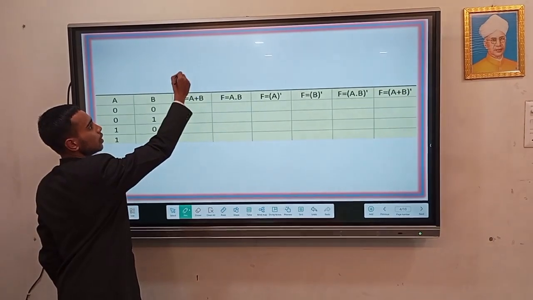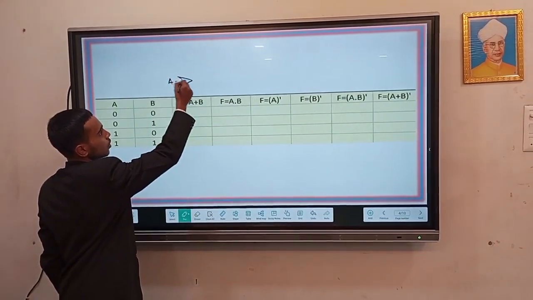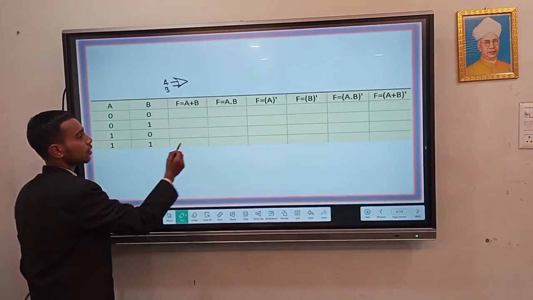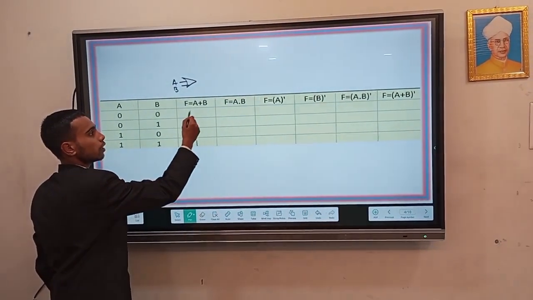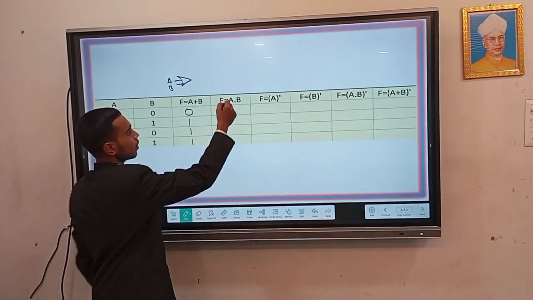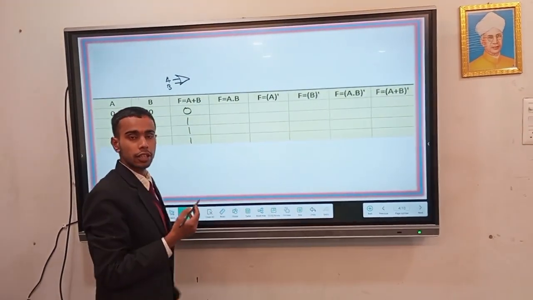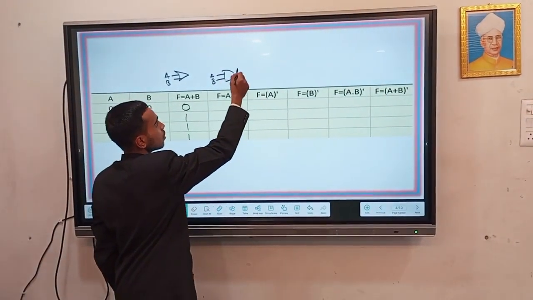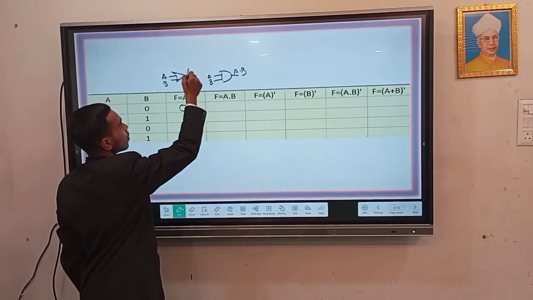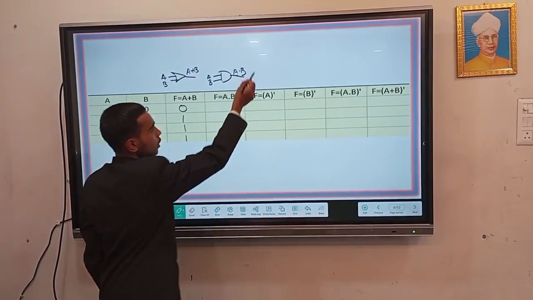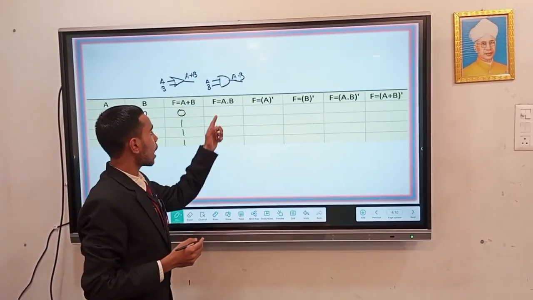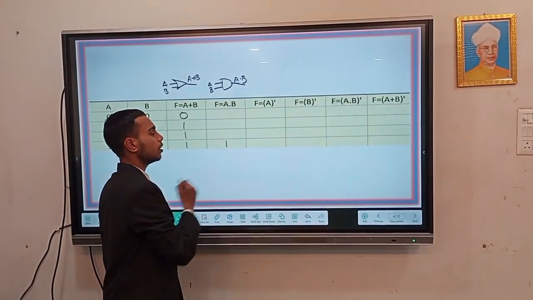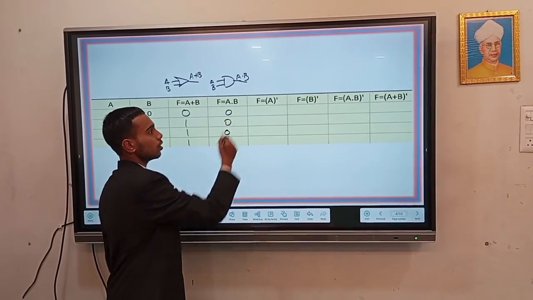A plus B is the symbol of OR. This is the OR gate. The OR gate gives high output if any input is high, and low when both inputs are low. Then F equal to A into B, this expression is for the AND gate. The expression is A dot B. The AND gate gives the output high if both the inputs are high, and the rest of the cases are 0.